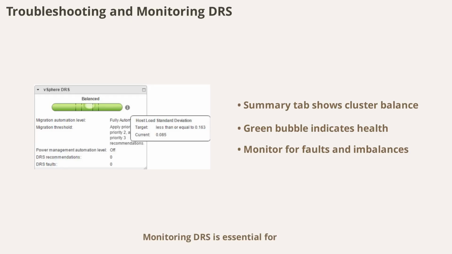Monitoring DRS is essential for understanding cluster health and diagnosing issues. The Summary tab shows the current balance state, DRS settings, and any faults. The green bubble level indicates whether the cluster is balanced. If the bubble is off-center, there may be an imbalance that needs attention. By regularly checking these indicators, you can ensure your cluster remains healthy and responsive.